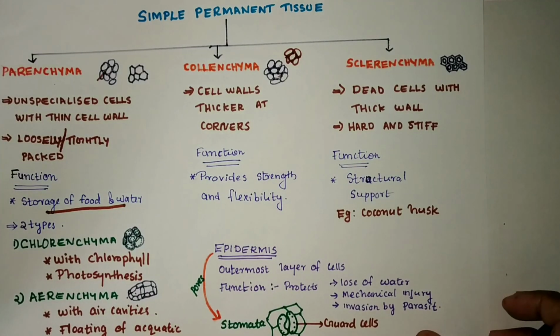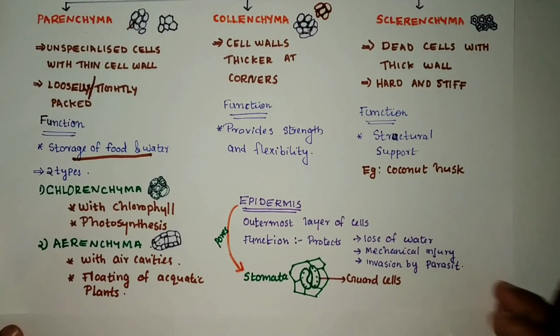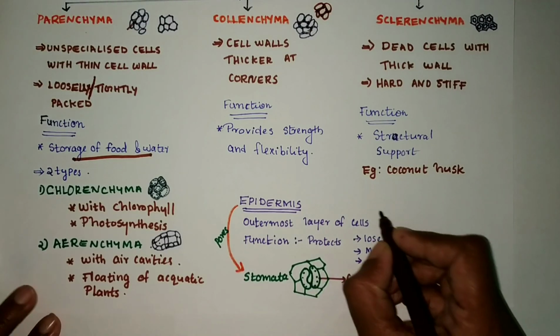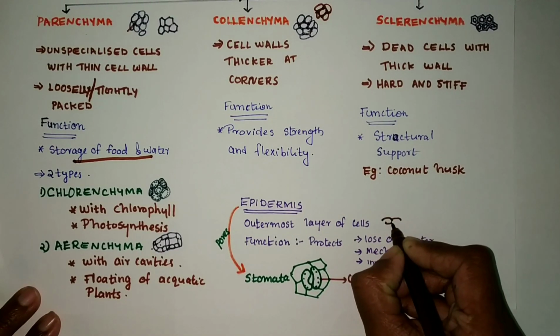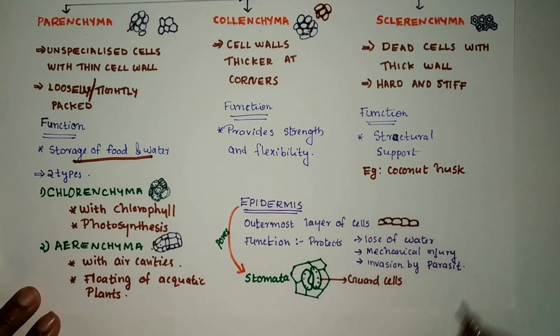Another type of simple permanent tissue is epidermis. The outer layer is made up of single layered cells. Cells are like this, single layered cells. These single layered cells are called epidermis. The main function of epidermis is to protect against loss of water, mechanical injury and invasion by parasites.